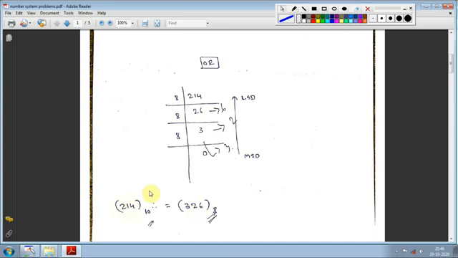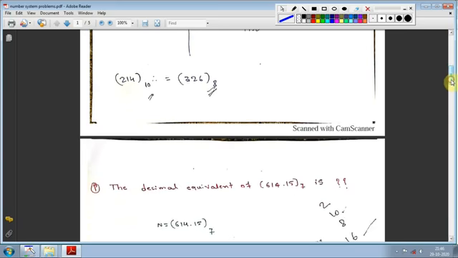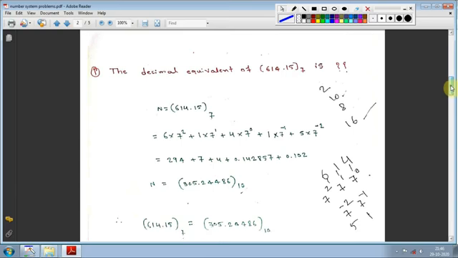So I have already told you, whenever a decimal number is converted to an octal number, its value will increase. So here you can see 214 has become 326, so the value has been increased. Okay, so the second problem.